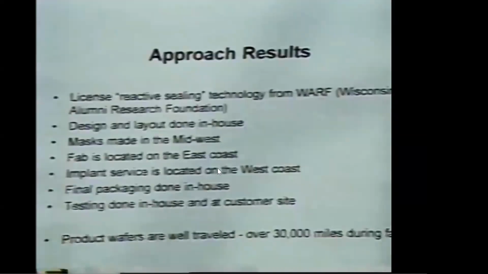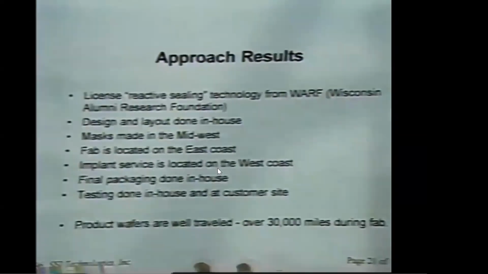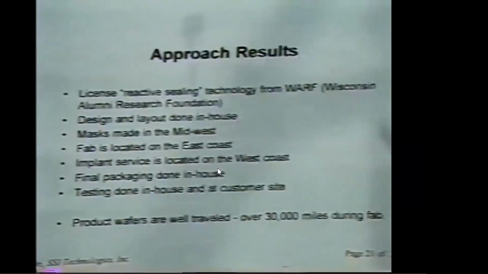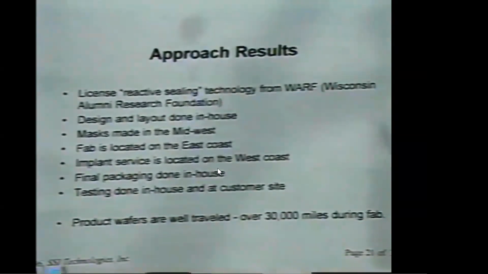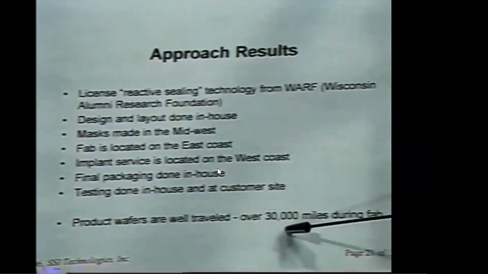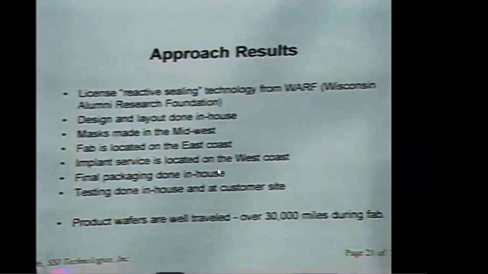So this approach that SSI has taken, which is very different than the other ones you'll hear about today, and you've already heard, is that we really end up managing a project in which our wafers, by the time we get them back to our facility, have traveled quite extensively. They have traveled roughly 30,000 miles by the time we get them back.